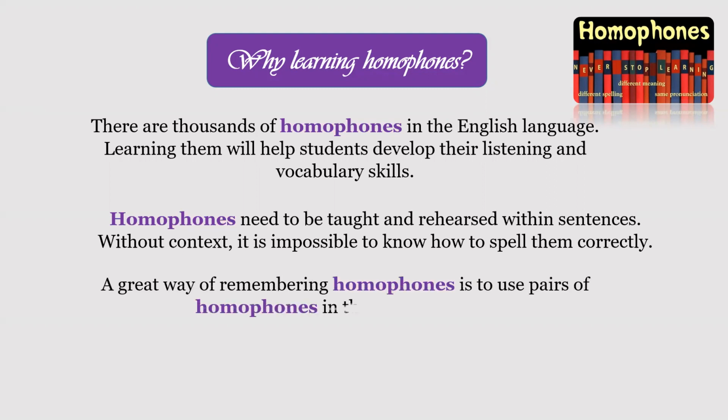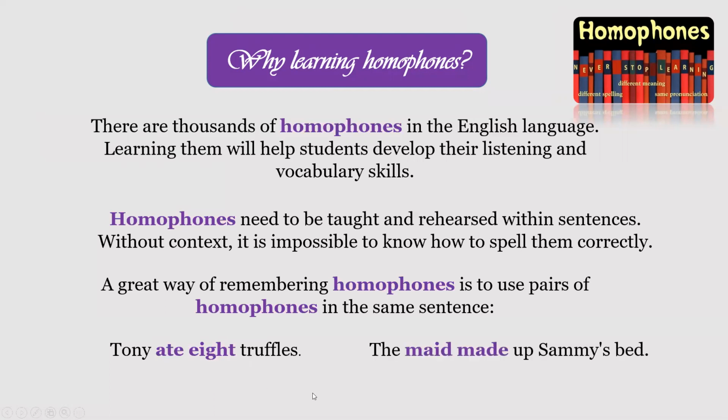A great way of remembering homophones is to use pairs of homophones in the same sentence, like in these examples. Tony ate 8 truffles. So here we have the past simple of the verb to eat, and then the number 8. The maid made up Sammy's bed. The maid is a servant, and made is the past simple of the verb to make. I ate 2 slices of cake too. 2 is the number and too means also. I can see the sea here. See, the verb to see, and then the sea, the noun.